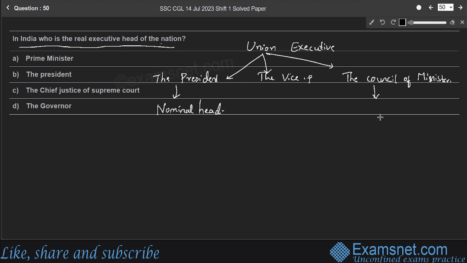So who is the prime minister, right? Real executive head of the state. So he is the prime minister. All real powers and executive decisions are made through him, through the prime minister, and he is also head of the council of ministers. Therefore, for the given question, in India, the prime minister is the real executive head of the nation. Therefore, option A is the right answer.